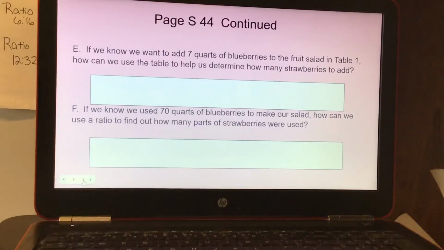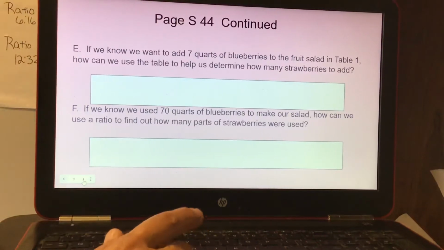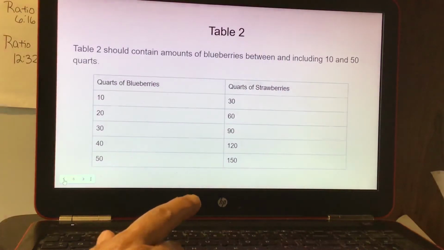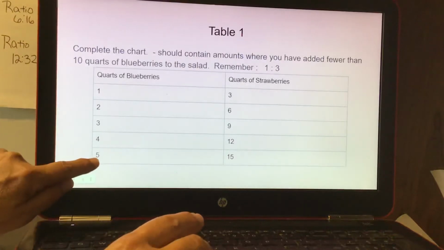Okay, E. If we know we want to add 7 quarts of blueberries to the fruit salad in table 1, how can we use the table to determine how many strawberries to add? So let's look. I think we went up to 5. So if you forgot, we went up to 5.